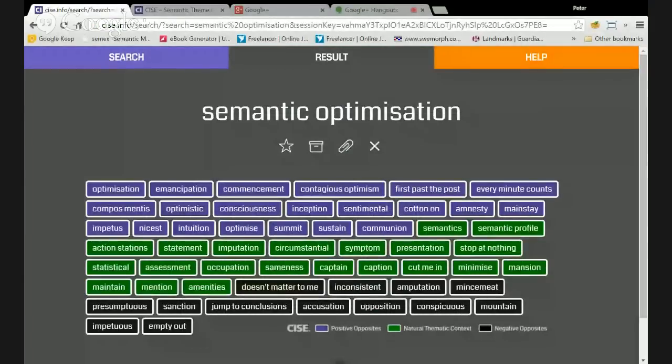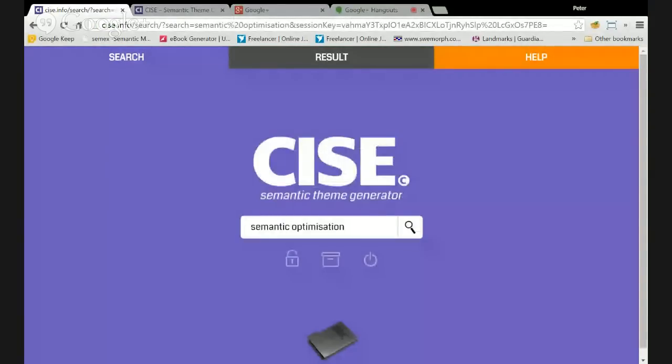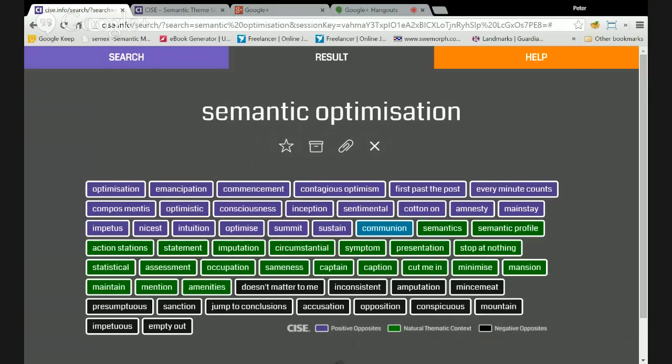Screen share. And we'll go to the search engine here. Now, CISE is basically just a search box. You can go in there, and the query is quite important. In this particular case, I've got semantic optimization here, and then you can just search on semantic optimization, and we get the set that comes up.